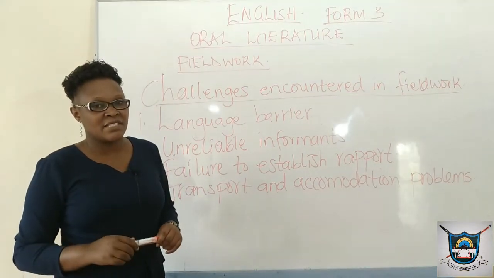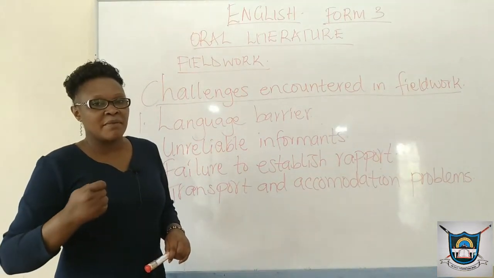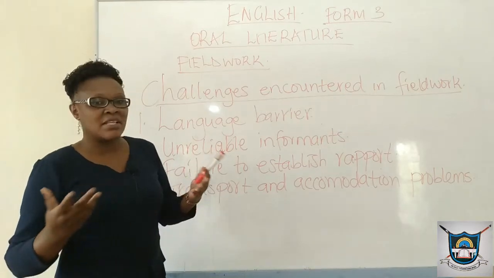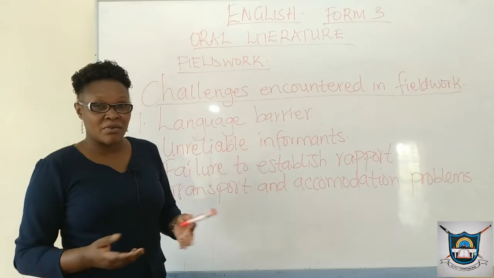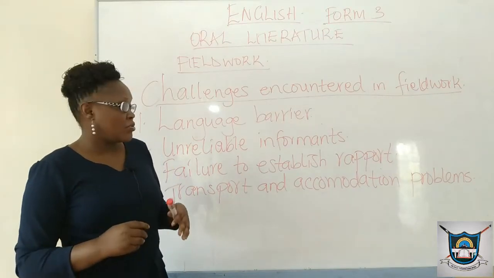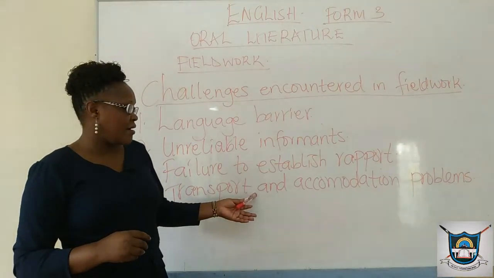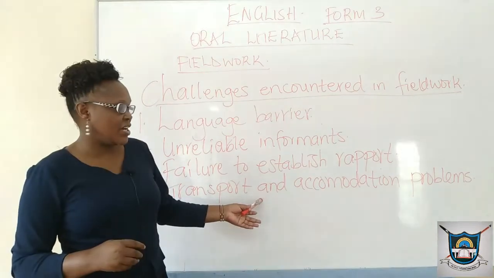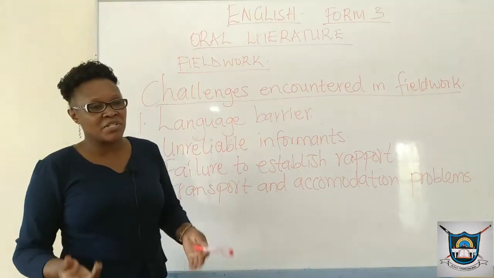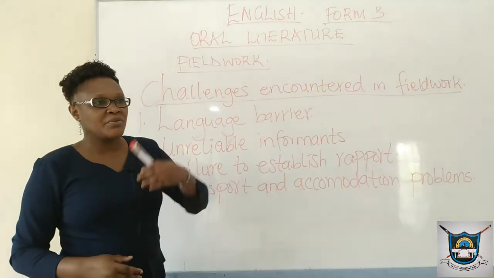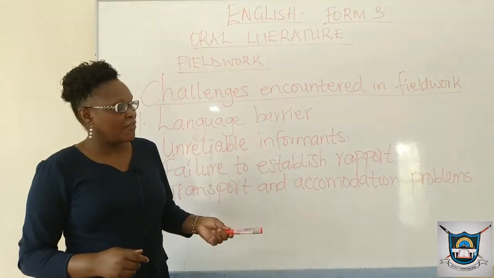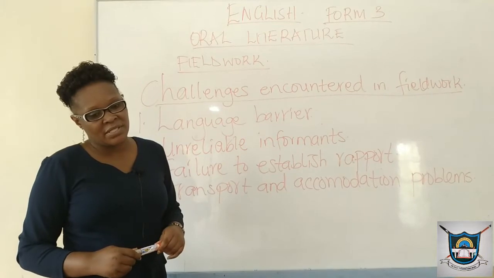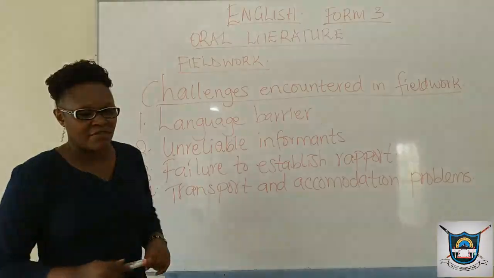A pre-visit is very important. When you do the pre-visit, you'll find out the kind of transport. Are the roads passable or do you need to walk? So that way you'll avoid this challenge. Accommodation: if there is no accommodation, you can make plans. You go to the next town or even talk to one of the informants to give you accommodation. That is challenge number 4.